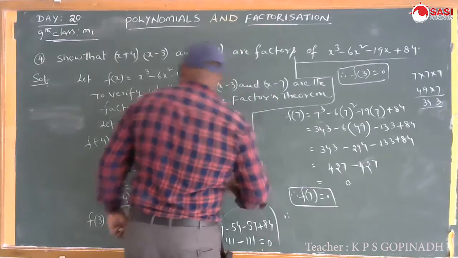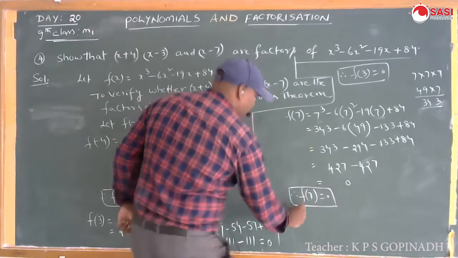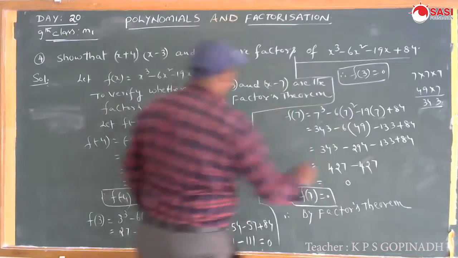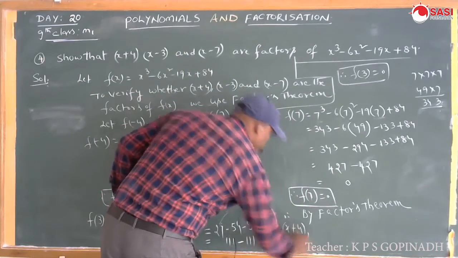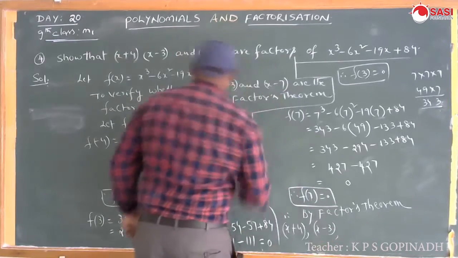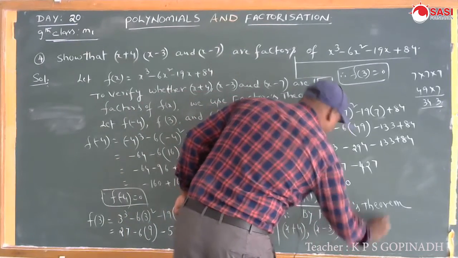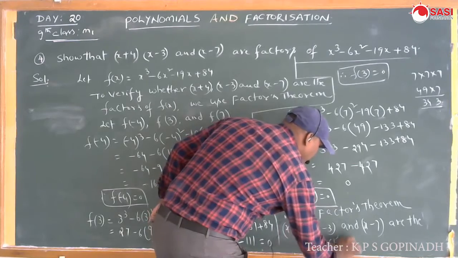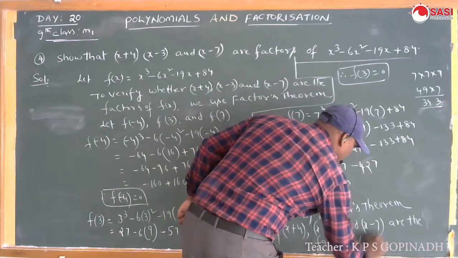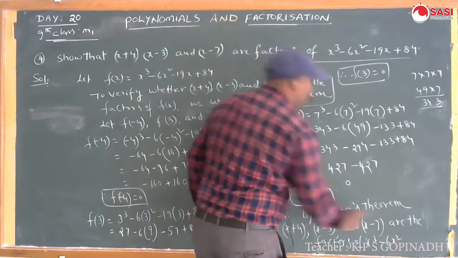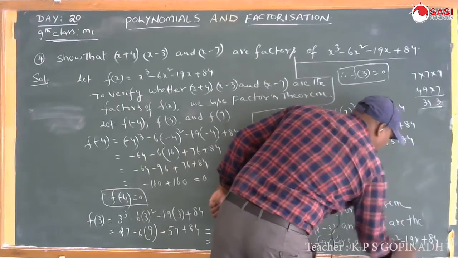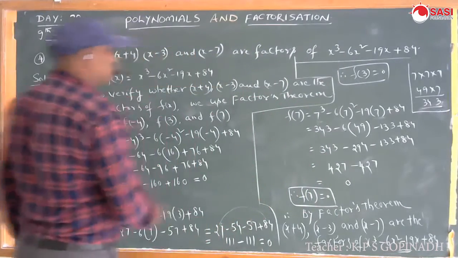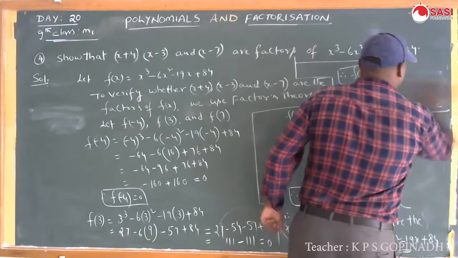That's why, therefore, by the factor theorem, x plus 4, x minus 3, x minus 7 are the factors of the given polynomial x cube minus 6x square minus 19x plus 84.